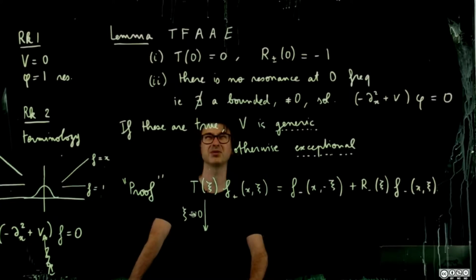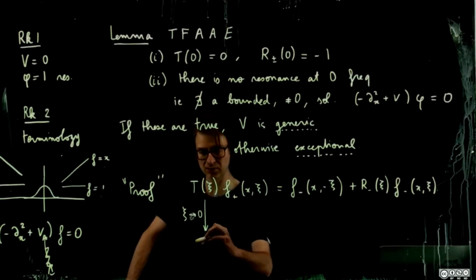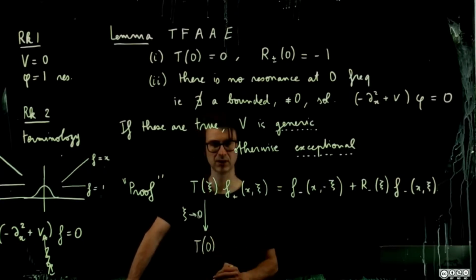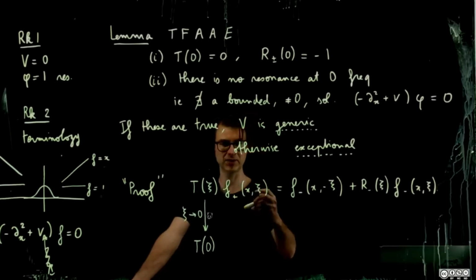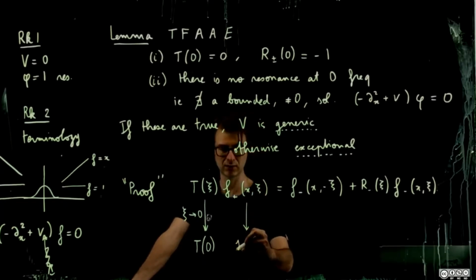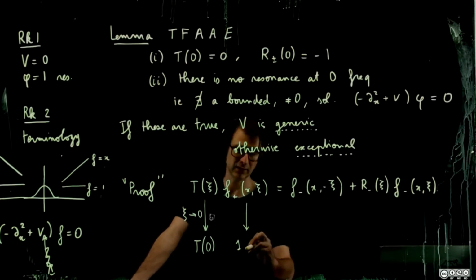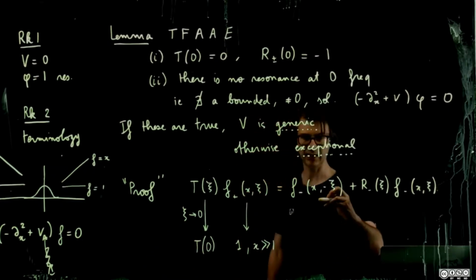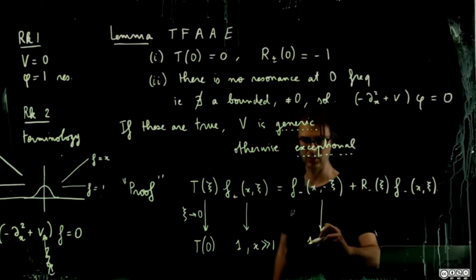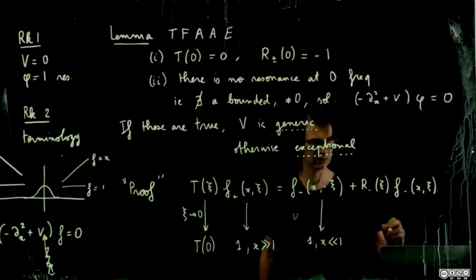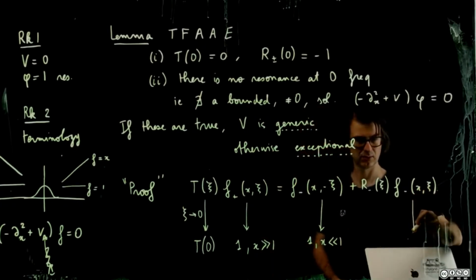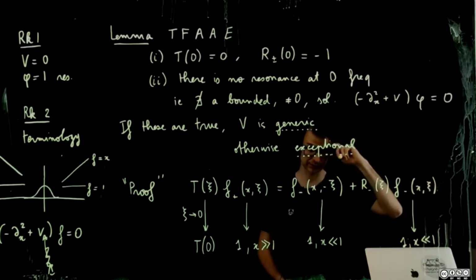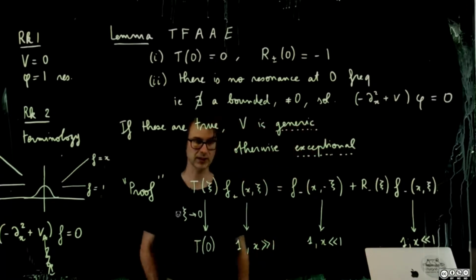Okay, so which one do we want to assume? So T of xi goes to T of 0, that's for sure. F plus of xi goes to 1, at least for x much bigger than 1. And this also goes to 1 for x much less than 1. And same here. That's just by definition of the Jost solutions.